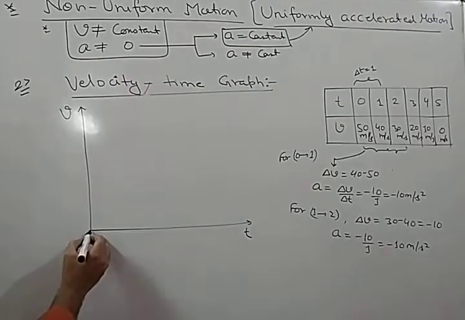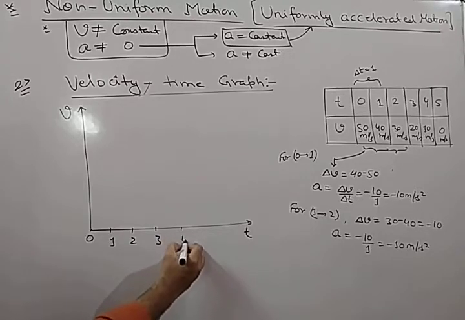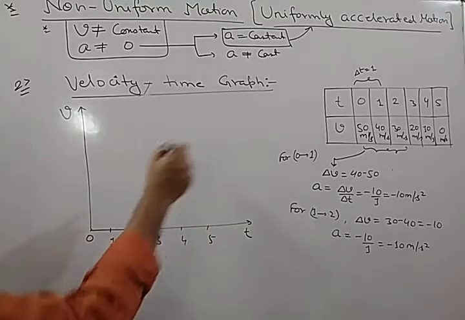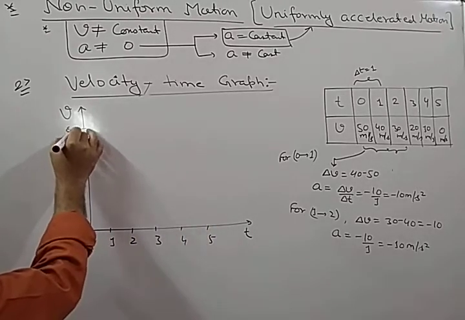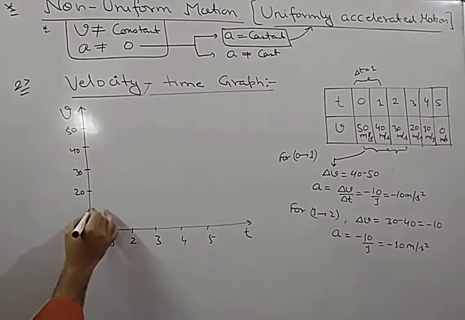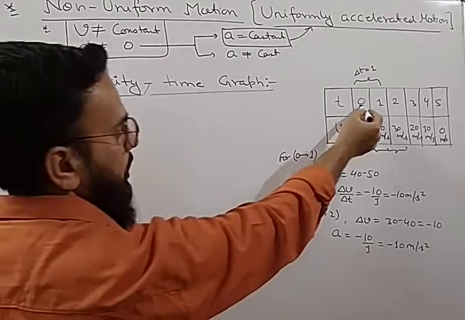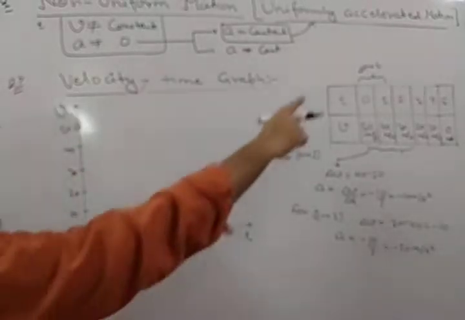So if we draw the table, then what will happen? Time is 0, 1, 2, 3, 4 and 5. Then velocity is 50, 40, 30, 20, 10, and 0. So if you draw the graph, the first point is 0, 50, which will be at this point. Then 1, 40 will be at this point.